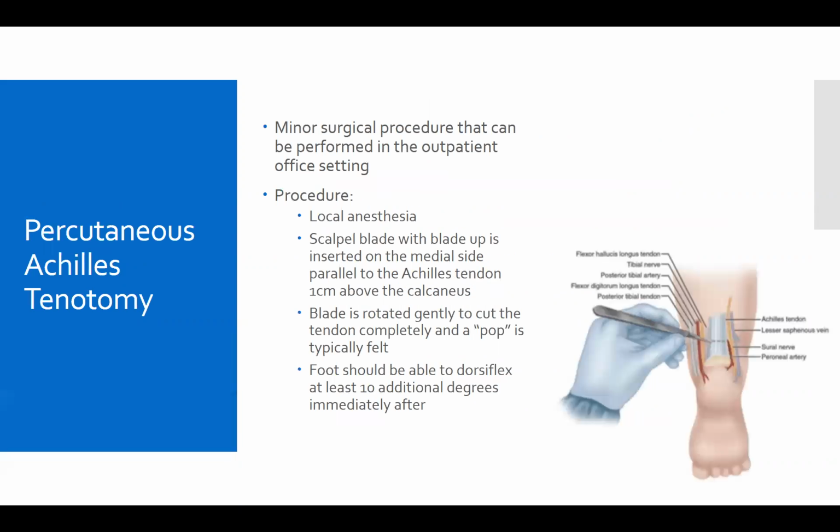So we'll talk about what the percutaneous Achilles tenotomy looks like. It's a minor surgical procedure that can be done safely in an outpatient office setting. For the procedure, you just need local anesthesia. Typically, a scalpel blade with the blade up is inserted on the medial side, parallel to the Achilles tendon, about 1 centimeter above the calcaneus. The blade is then rotated gently to cut the tendon completely, and you usually hear and feel a pop, and that tells you that you transected the tendon. The foot, immediately after doing the tenotomy, should be able to dorsiflex about 10 degrees or more.